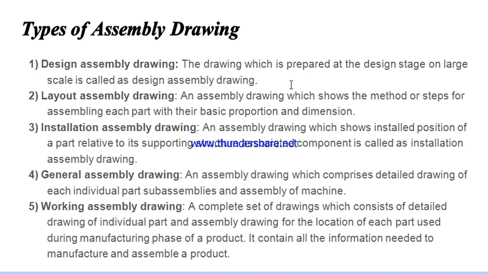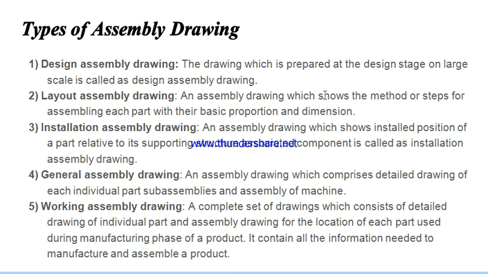First, design assembly drawing. The drawing which is prepared at the design stage on a large scale is called a design assembly drawing. Second, layout assembly drawing. An assembly drawing which shows the method or steps for assembling each part with their basic proportions and dimensions is called a layout assembly drawing. Third is the installation assembly drawing. An assembly drawing which shows the installation position of a part relative to its supporting structure and associated components is called an installation assembly drawing.